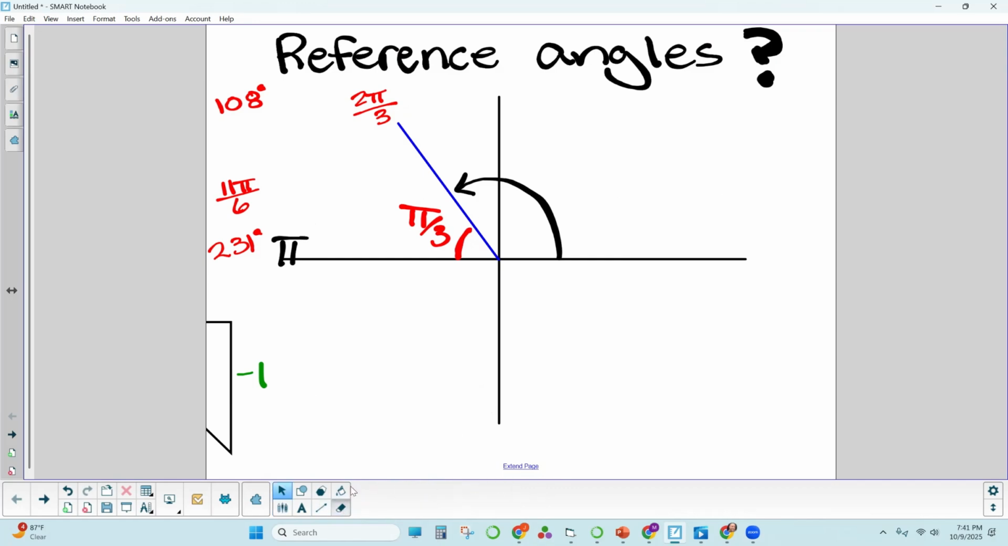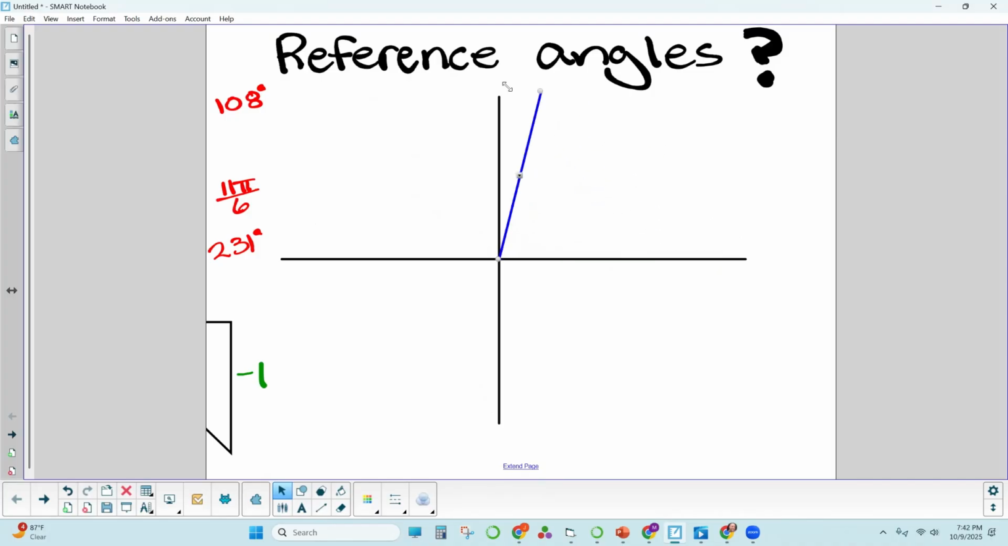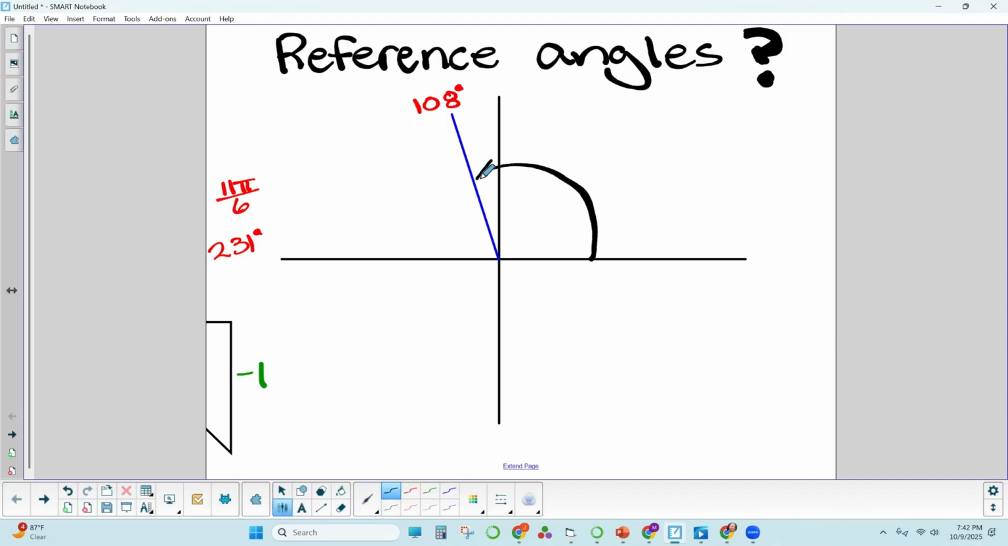All right, let's look at another one. So I'm going to take my initial starting point, and let's say this time I take it to about right here. We'll do this one in degrees, 108 degrees. So this is my 108 degree angle. This shows the arc, it shows it's a positive 108 degrees.